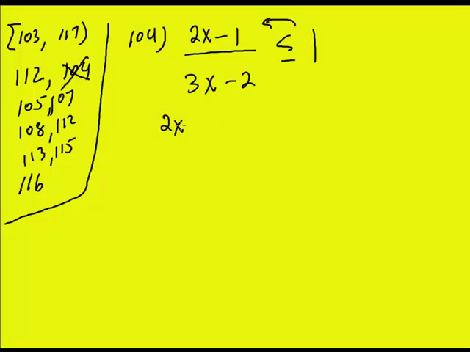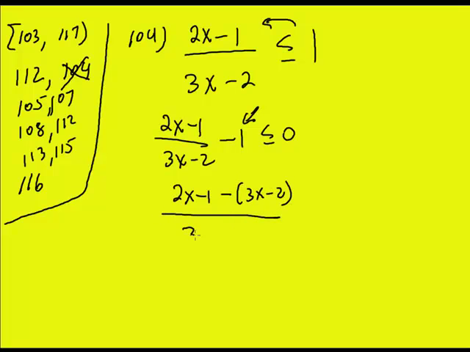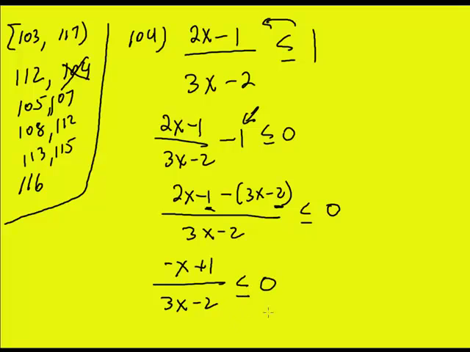So you have 2x minus 1, all over 3x minus 2, minus 1 is less than or equal to 0. Then you have to combine these two fractions. Another way of saying 1 is 3x minus 2 over 3x minus 2. So I get 2x minus 1 minus (3x minus 2), all over 3x minus 2, because they have the same denominator. Clean it up. On the top, I get a negative x, and then that's negative, and that's a positive, so positive 1, all over 3x minus 2. Matter of fact, this exact problem, I think, was in the quiz.